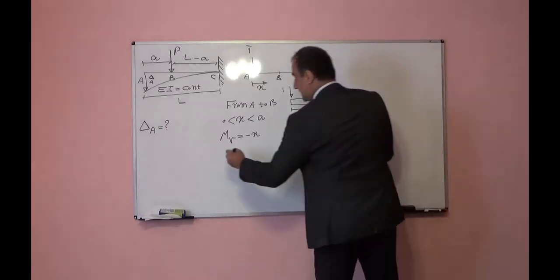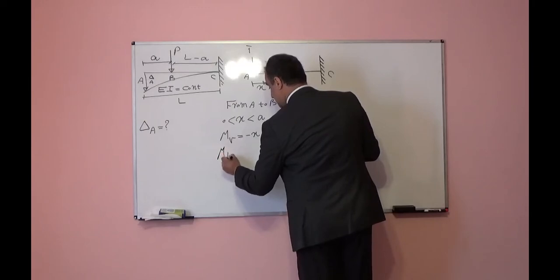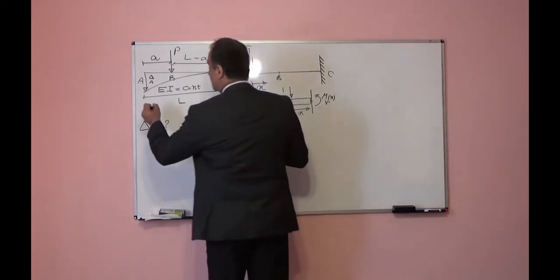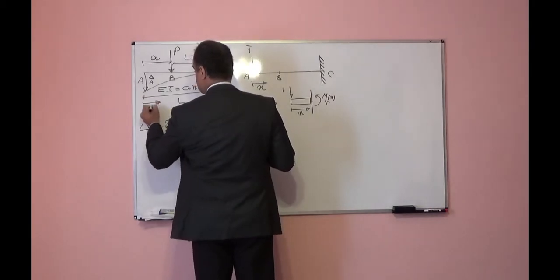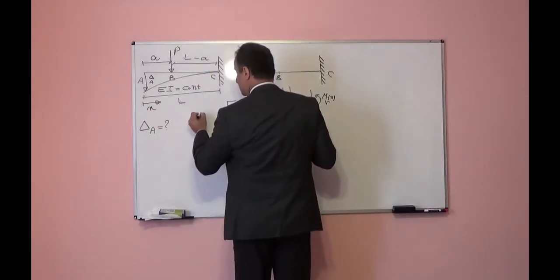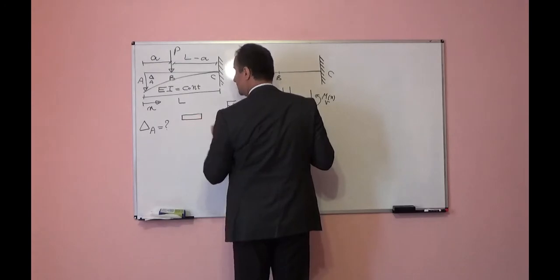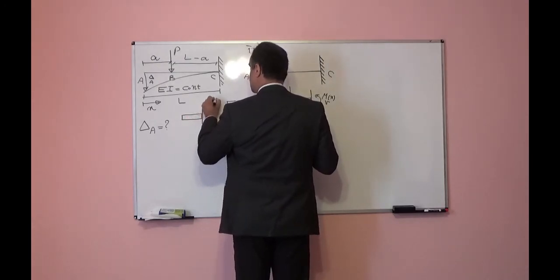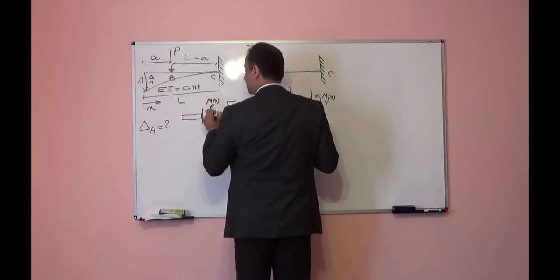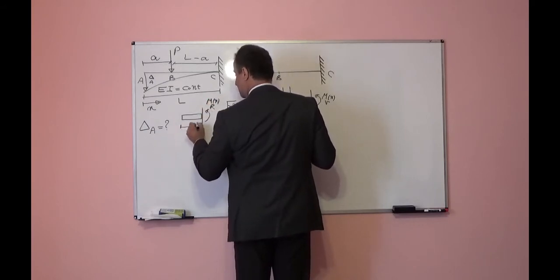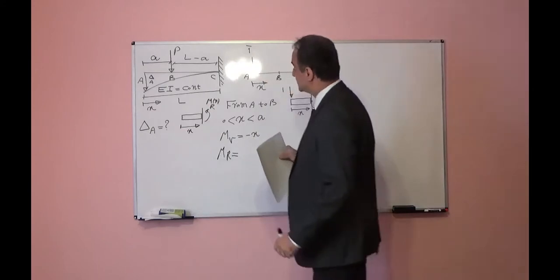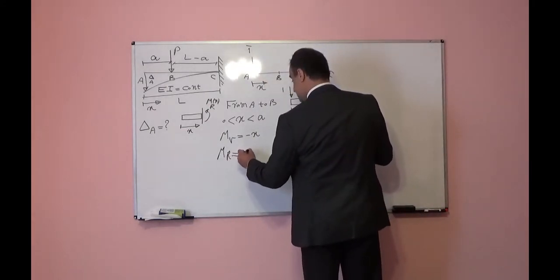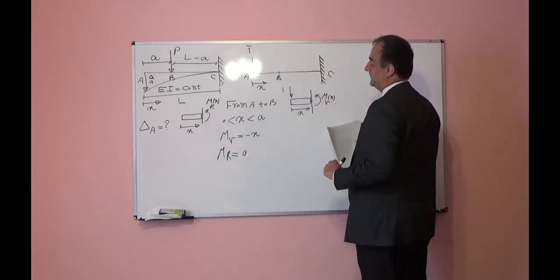Let's look to see what is the moment under real load. If I measure x from here, and I show free body diagram, here mx real. If I measure x from here, there is nothing over there, so m real, because of real load, will be 0.